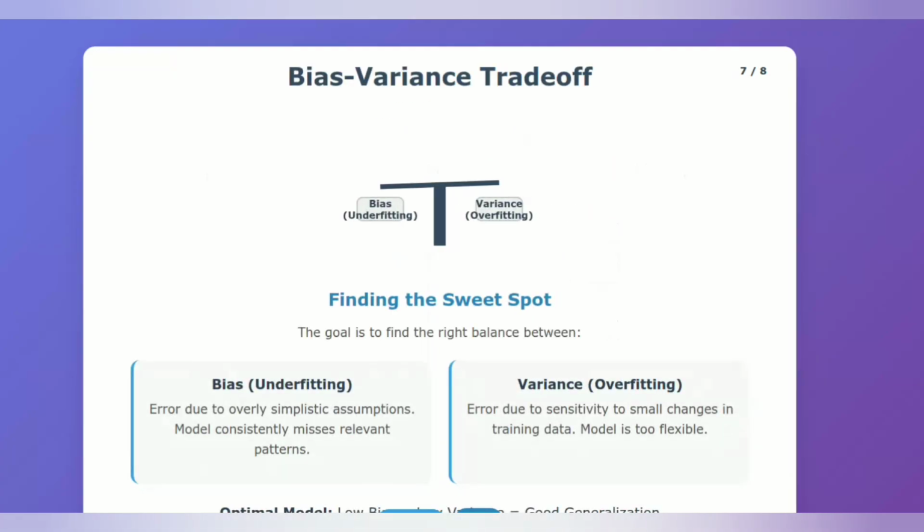Balancing bias from underfitting and variance from overfitting is key to building models that perform well in the real world. By understanding these concepts and using appropriate evaluation metrics, you can confidently assess and improve your ML models. Next, we'll look at some foundational ML case studies.